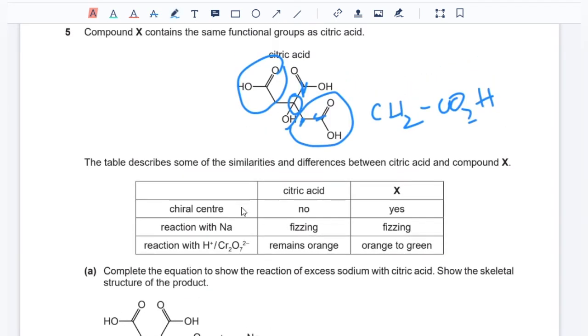And then the reaction of sodium with both of them causes fizzing. Now sodium reacts with alcohol and acid groups. As you can see, in citric acid you've got 3 acid groups and an alcohol group, so sodium reacts with all of them.